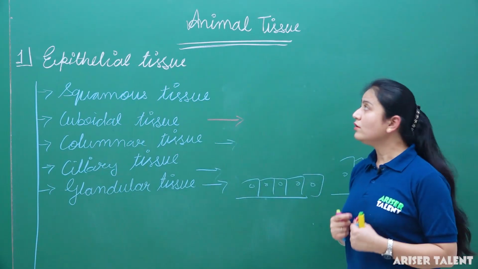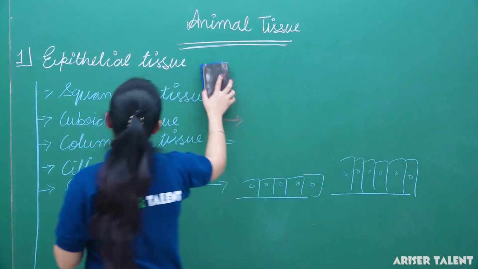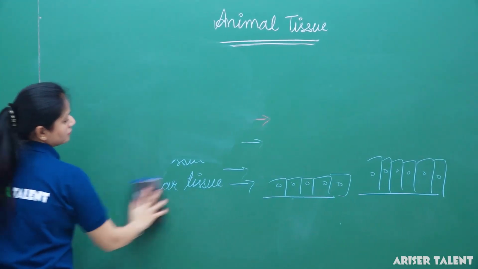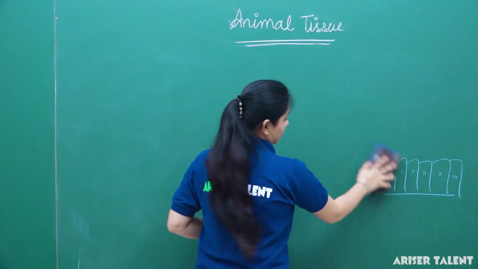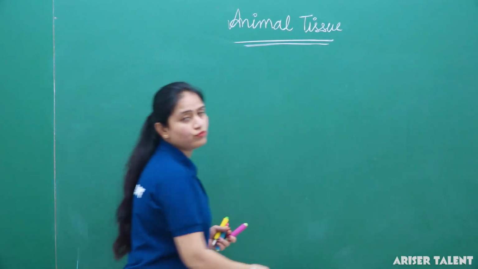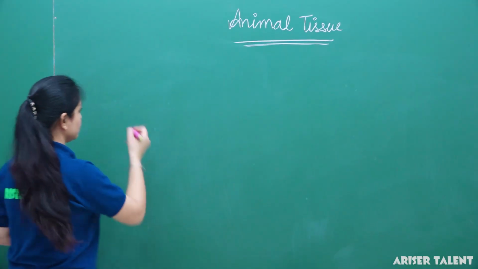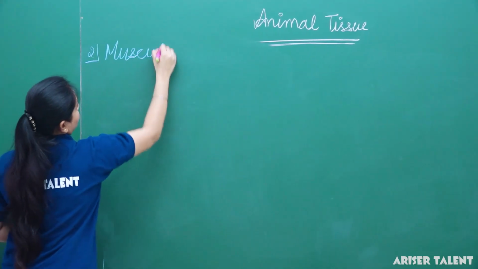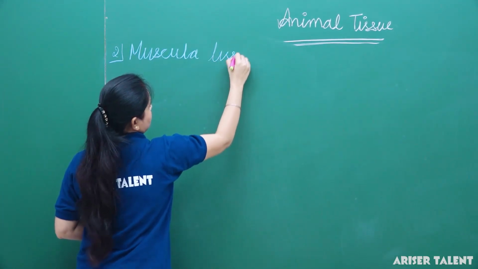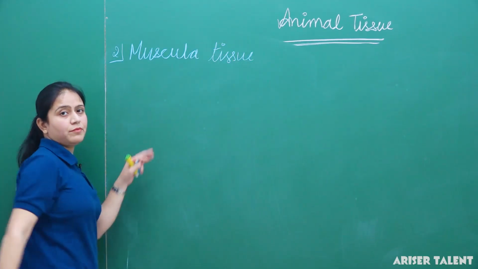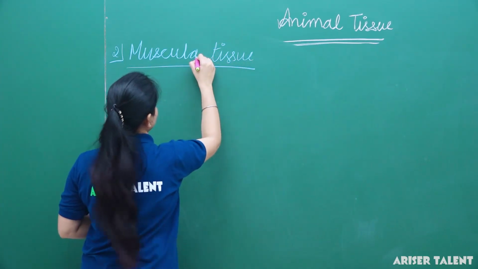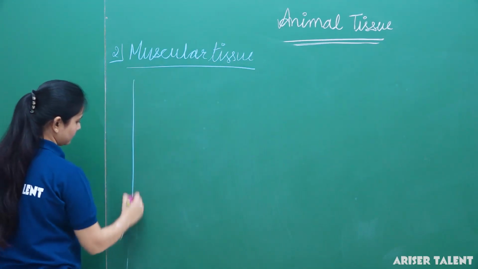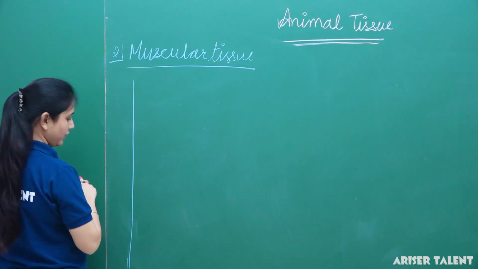Now, we will discuss muscular tissue. On the basis of locomotion and movement of the animals, these tissues which help them to move are called muscular tissues. Number 2 is muscular tissue. Muscular tissue means made up of muscles. Again, it is of 3 types.